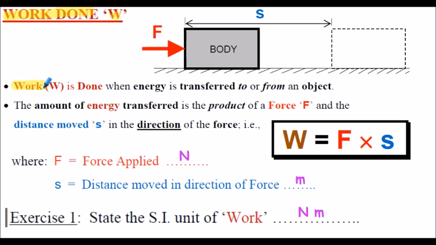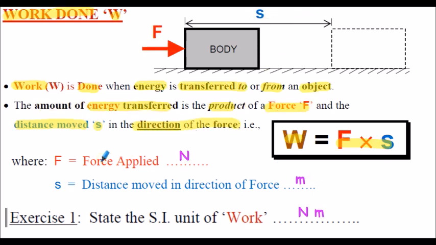So work is done when energy is transferred to or from an object. The amount of energy transferred is the product of the force F and the distance moved S. But note the distance moved is in the direction of the force. Our basic formula for work done is simply W is equal to F multiplied by S. So in the diagram above we've got a force that's applied to a body and it moves it from left to right here. We assume that force is applied constantly over the distance S when working out the work done.